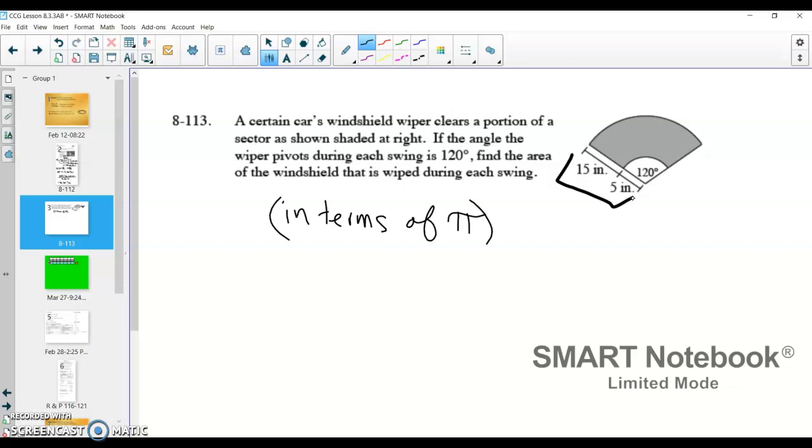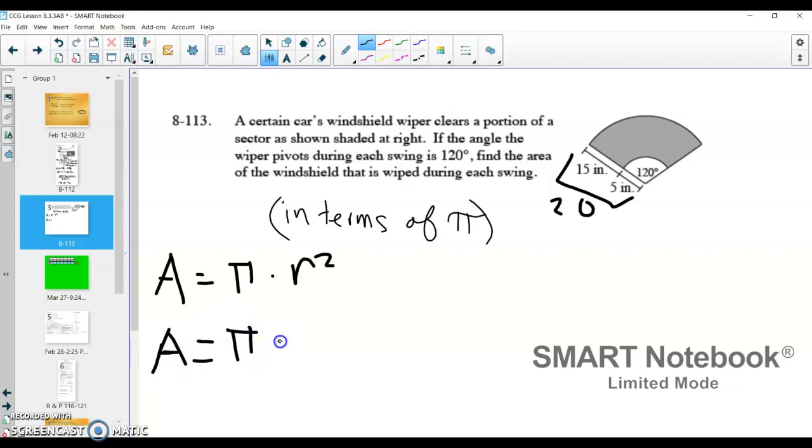And I should put on here too, the area of a circle is, we just saw this yesterday, pi times r squared. And I just said that the whole thing has a radius of 20, 15 plus 5. So let's find the area of the whole thing. Area of the whole thing is pi times 20 squared. And 20 squared equals 400, so the area of the whole thing is 400 pi. That's the area of the entire windshield wiper, shaded and unshaded.